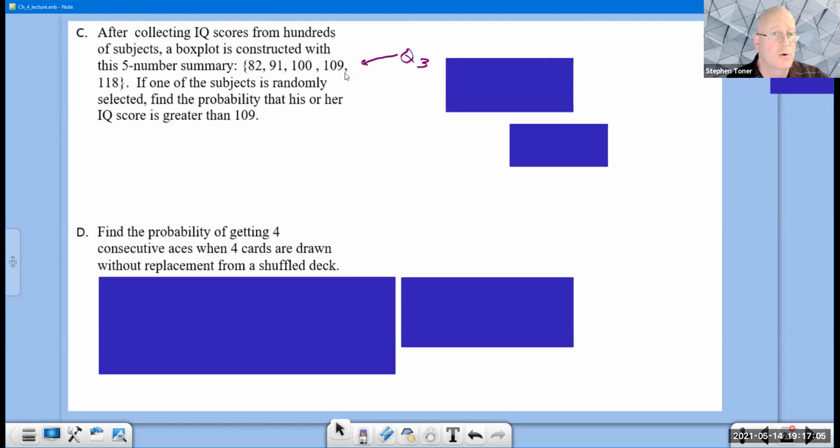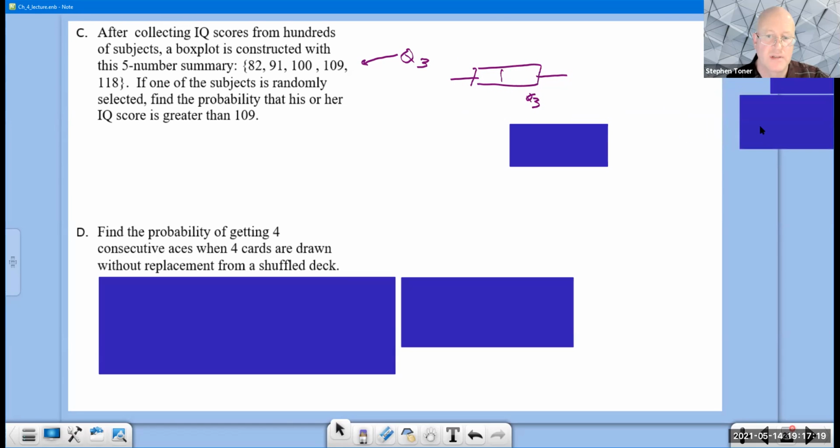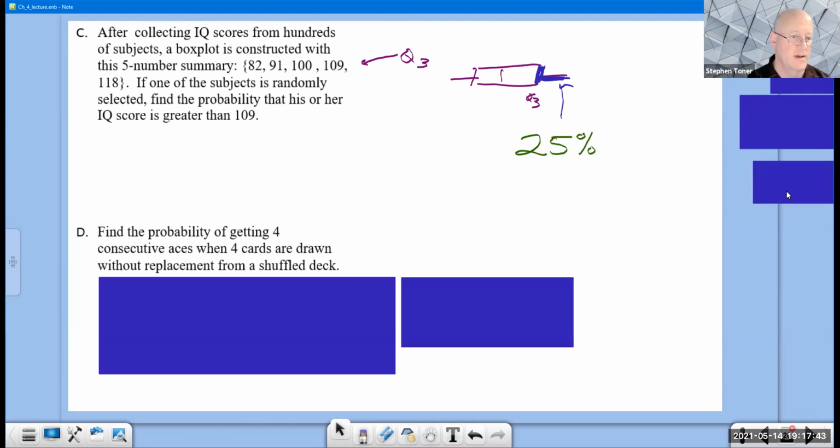And that refers to Q3. Remember how we had the minimum value, Q1, the median, then Q3, then the max. Well, what I did is I drew a little box plot for ourselves, and I reminded ourselves that Q3 is going to be at the right edge of this box. So I want to know the probability that the person's IQ is greater than 109. Isn't that just referring to that top whisker there? And we know that in that whisker, there's going to be 25% of the data values.